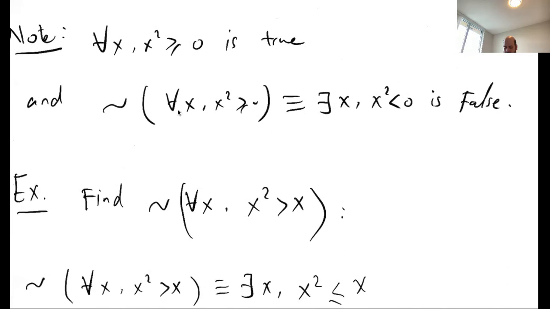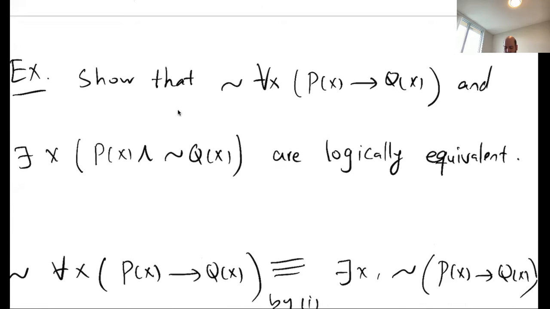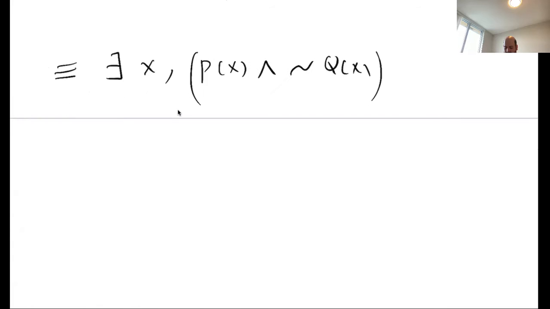Which is what I needed, right? At the end here: there exists x, P of x conjunction negation Q of x. Which is exactly what I got here. So this is like proving again, like I said, identities. You start with the left-hand side, do some simplification, and then we get to the right-hand side.